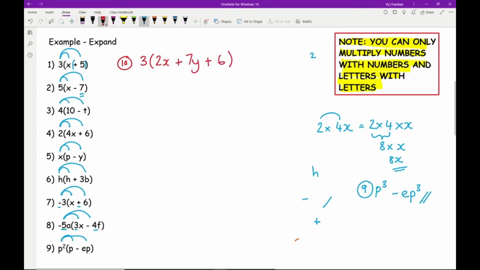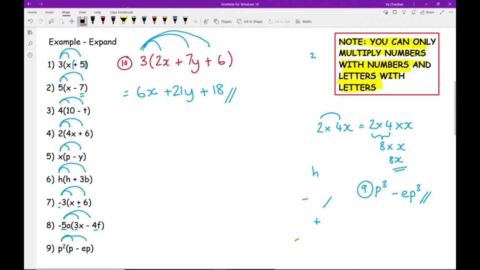So again, using the loops, I'm going to do 3 times 2x. So again, I can only multiply numbers with numbers. So that's going to be 6x. And then 3 times positive 7 is positive 21, and then I've got a y. And then I've got 3 times 6, positive 6 I should say, is positive 18. And there is my final answer. So even if I had 3 things inside the bracket, it doesn't really make a difference. I still use the same method.